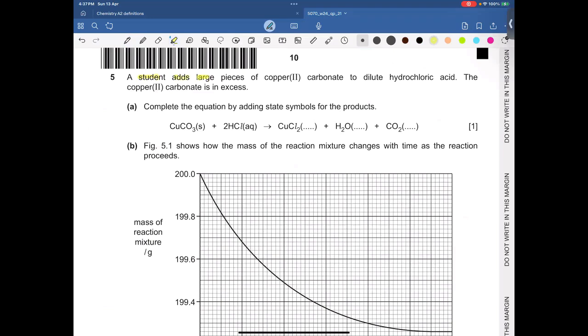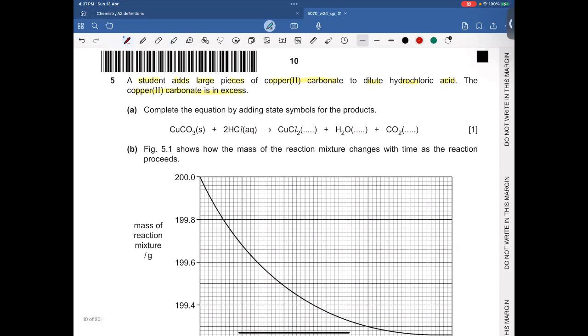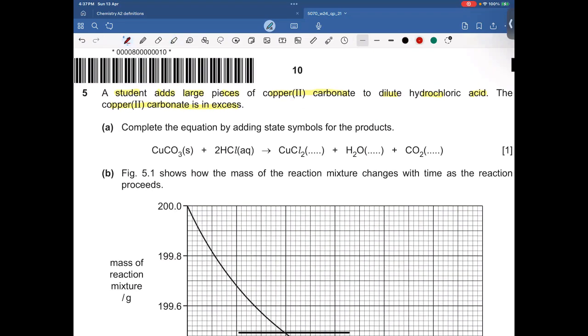A student adds large pieces of copper carbonate to dilute hydrochloric acid. The copper carbonate is in excess. So first of all, let me tell you a couple of things. If it is a large piece, obviously small surface area.